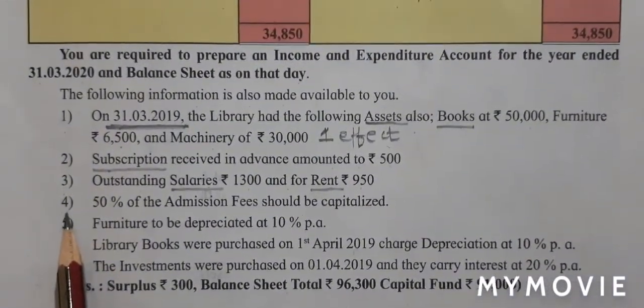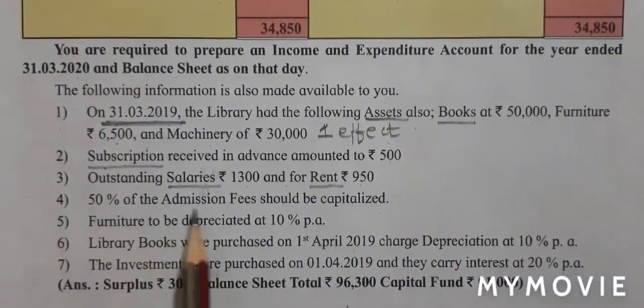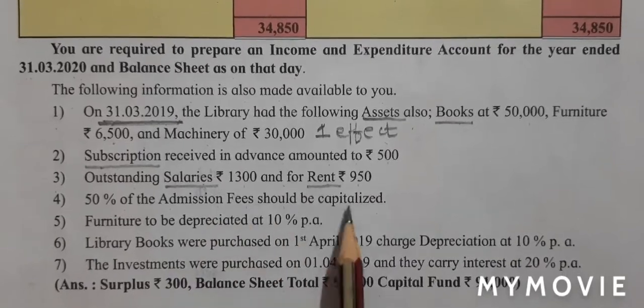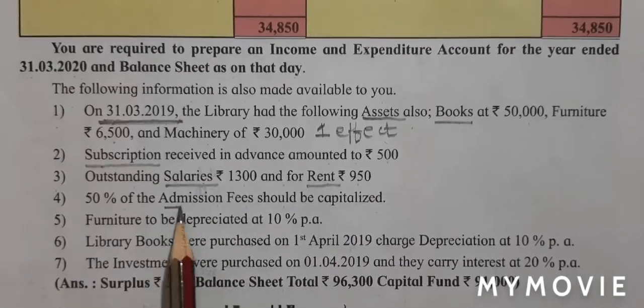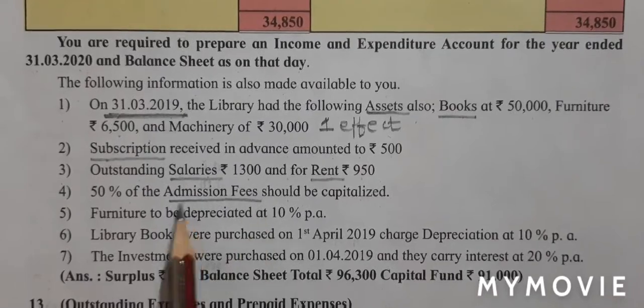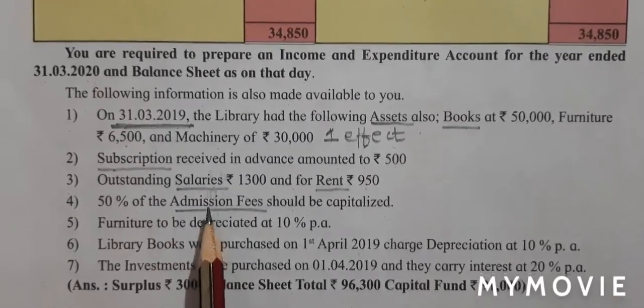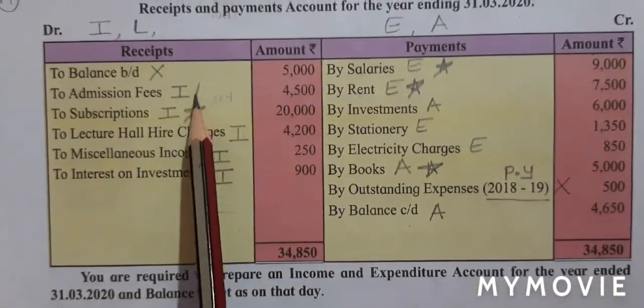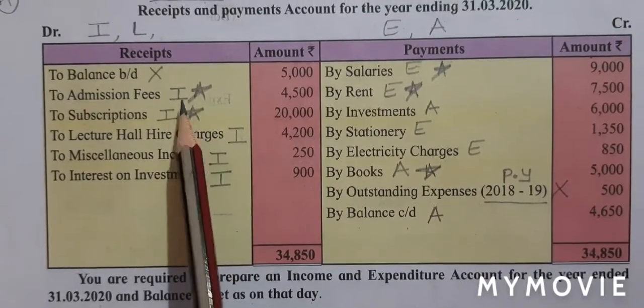Adjustment number 4. 50% of the admission fees should be capitalized. Admission fees should be capitalized. So I have to mark star for admission fees. So on the receipt side, I'll mark star for admission fees.